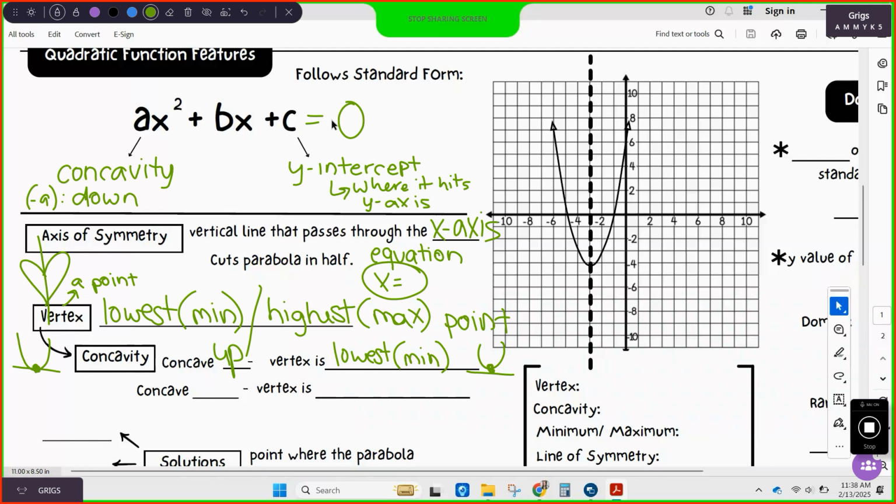So if this is concave down, my vertex is the highest. No point on my parabola would ever be higher than that vertex point. That would be the peak of it. So your vertex is highest, your maximum. Draw those pictures. They're going to come in handy.